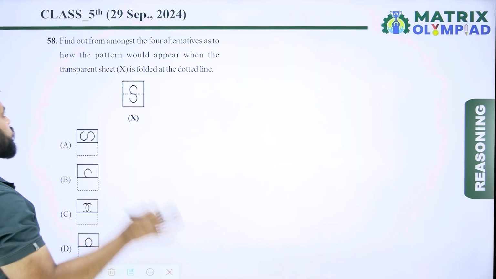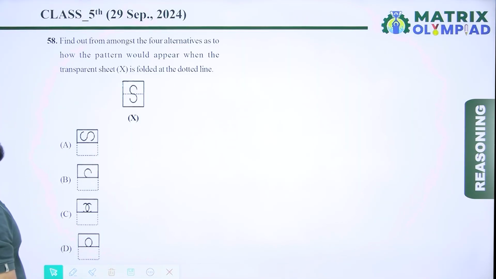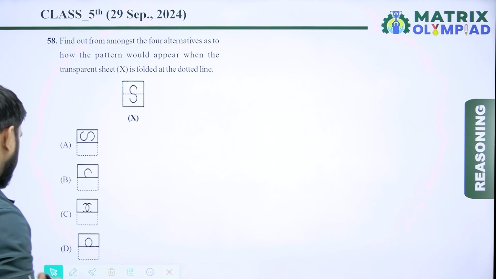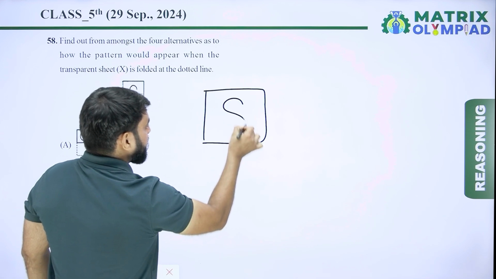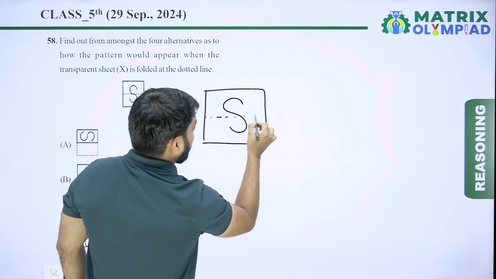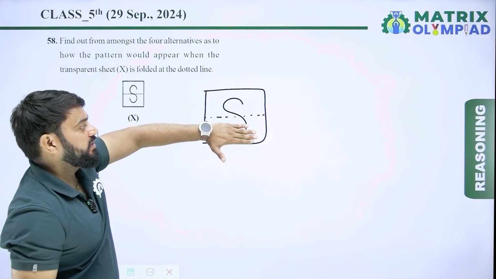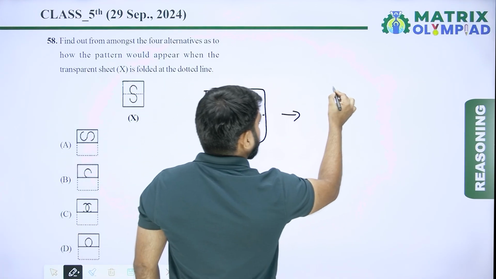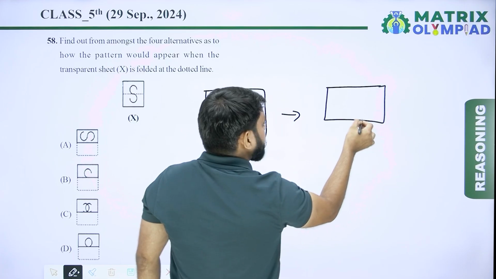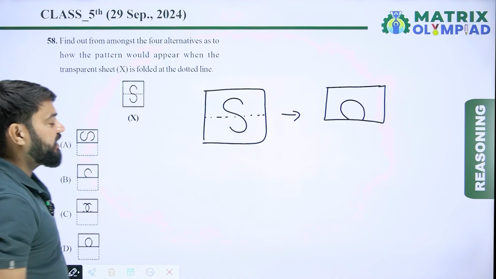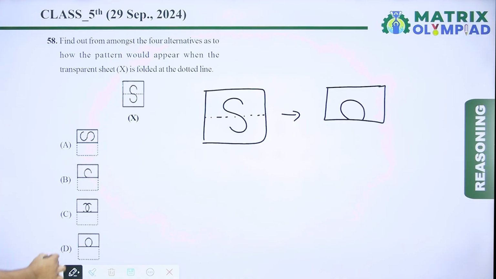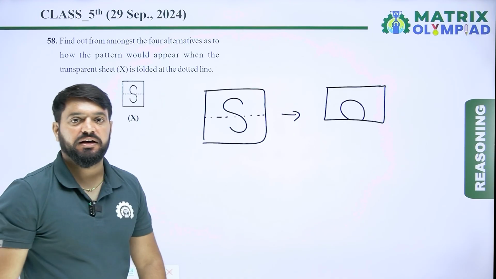So now next question is question number 58. Find out from amongst the 4 alternatives as to how the pattern would appear when the transparent sheet X is folded at the dotted line. When we fold this transparent sheet along the dotted line, then this image will look something like this. So it means option D is the correct answer of this question.